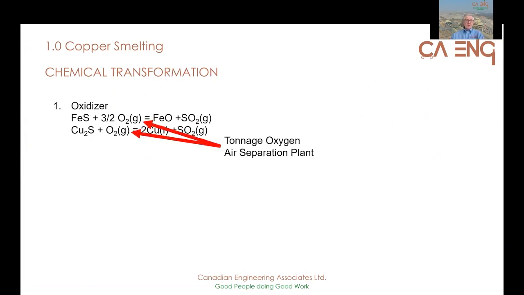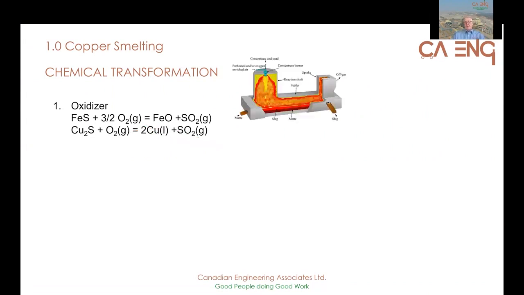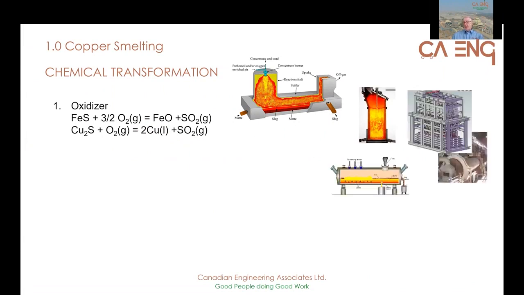The tonnage oxygen required to do this is produced in a cryogenic air separation plant. And the way you mix that tonnage oxygen with the concentrate varies in physical configuration. For example, a flash furnace blows the oxygen and the concentrate through a vertical or horizontal burner. A top submerged lance technology blows the oxygen down a lance into a bath of the molten sulfide. There are a number of other bath smelting reactors that blow the oxygen through nozzles in the sides or the bottom of the vessels, called tuyeres or injectors.